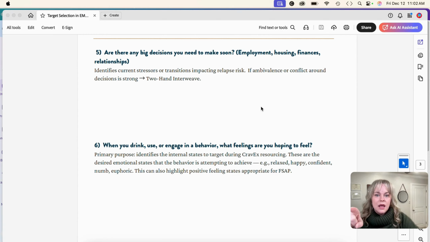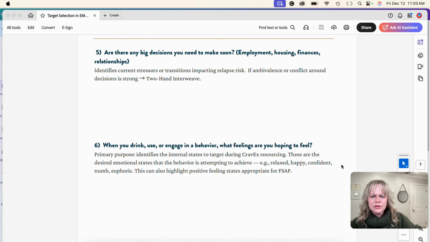And again, let's say there's someone who, in your opinion, really does need a sober living facility. They are totally against it. You can maybe not only with motivational interviewing, you can apply the two-hand interweave to help them kind of suss out the risks, the benefits, their fears, all of that.